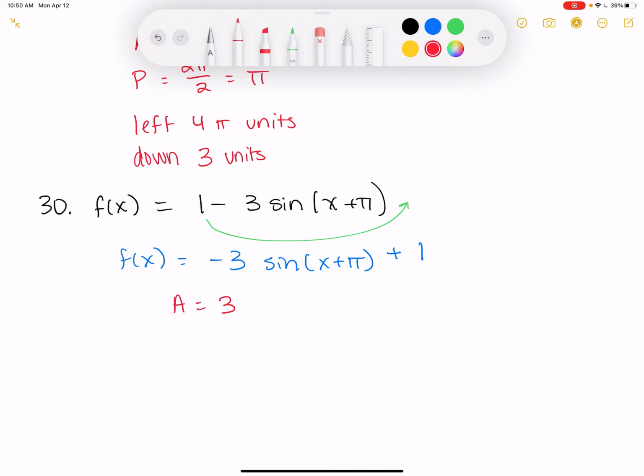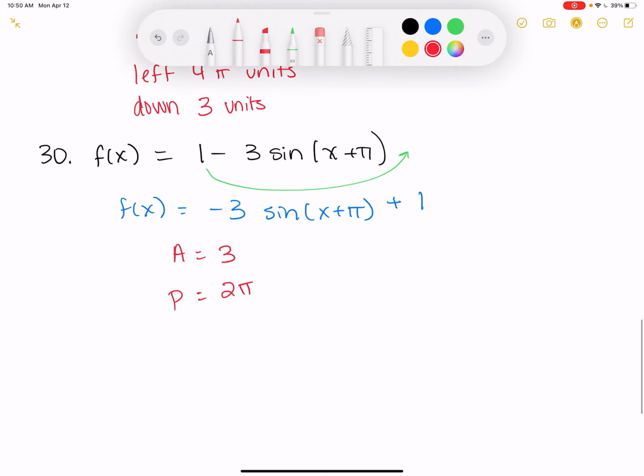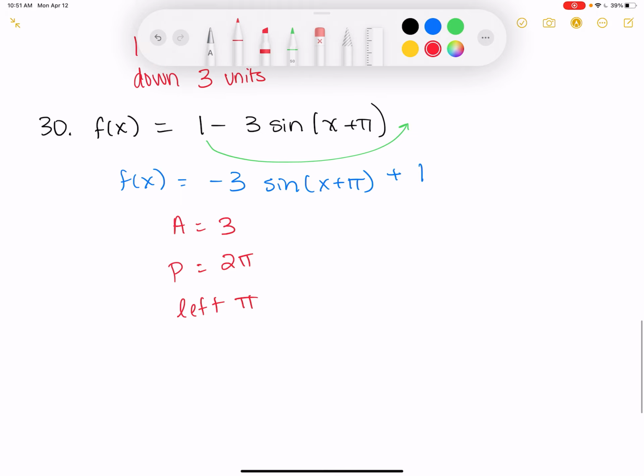Period is 2 pi. You go left pi units and up 1 unit. Okay, so we're going left pi. And honestly, if you don't want to write the word units, because I usually just get lazy and stop writing it, you can just ignore the units part. Okay, and then we're going up 1, and it's reflected. You know what? That's not bad.